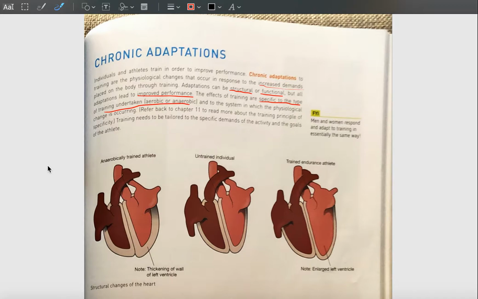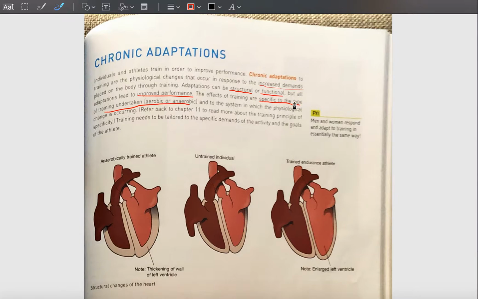So chronic adaptations are the physiological, the physical changes that happen when we increase the demands on the body. So if the body is just going through maintenance and we are not overloading the body to new training conditions, then changes won't take place. The changes and the adaptations can either be structural or functional. That means the actual structure changes or how it works and how efficient it is can change. But either way, it leads to improved performance.